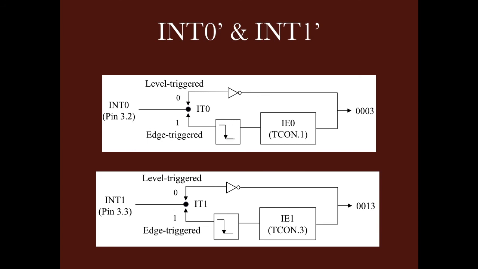In edge triggered interrupt, the external source must be held high for at least 1 machine cycle and then held low for at least 1 machine cycle so that it can be detected by the microcontroller. The falling edge of these interrupts is latched and held by the TCON 0.1 and TCON 0.3 bits of the TCON register as you can see in the diagram.